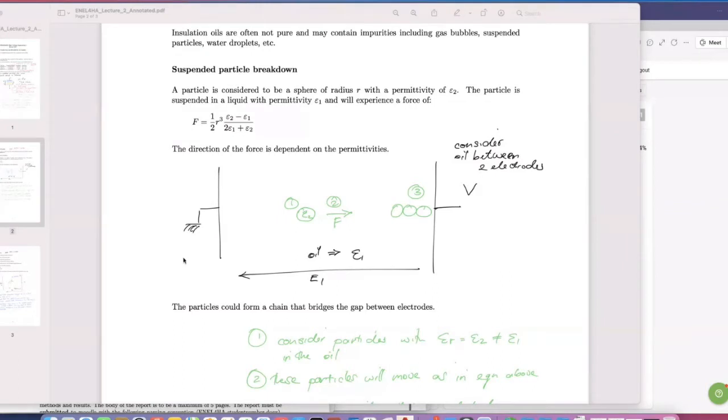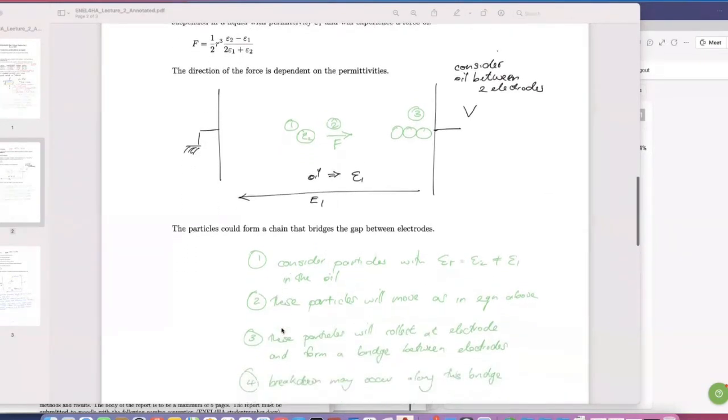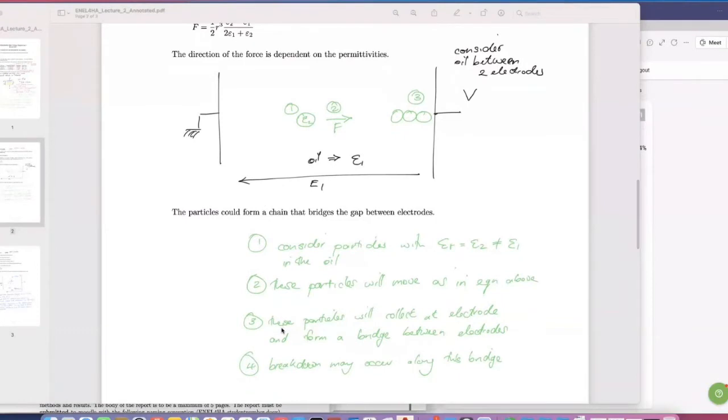We've got two electrodes. The first thing is that a particle is suspended. It moves in the electric field and it starts forming a bridge across the gap. Right, so breakdown will occur along that bridge.